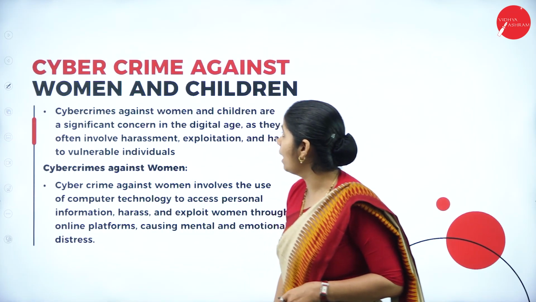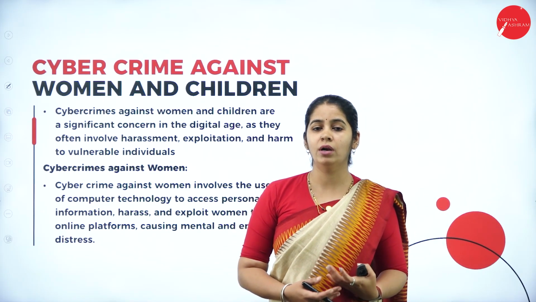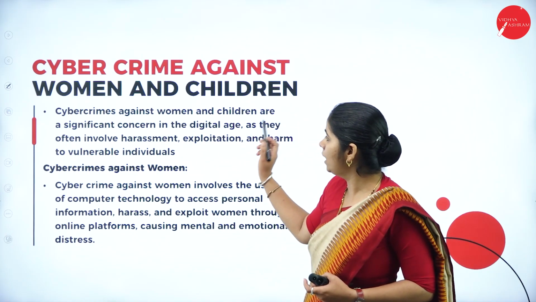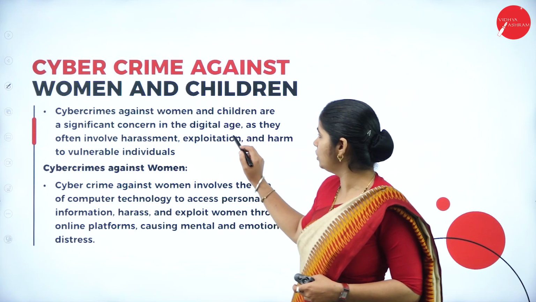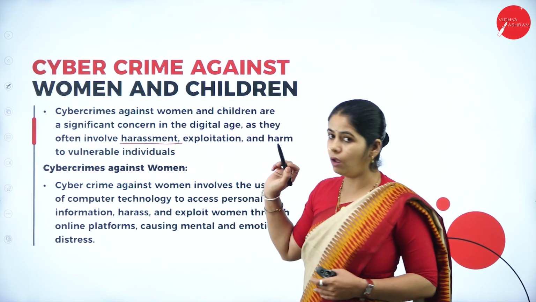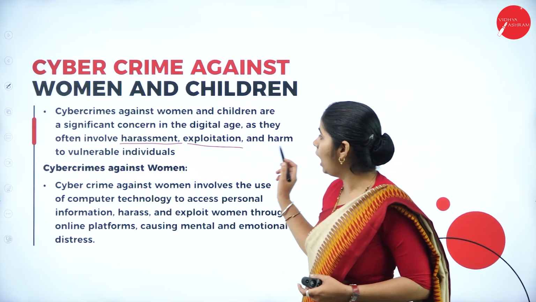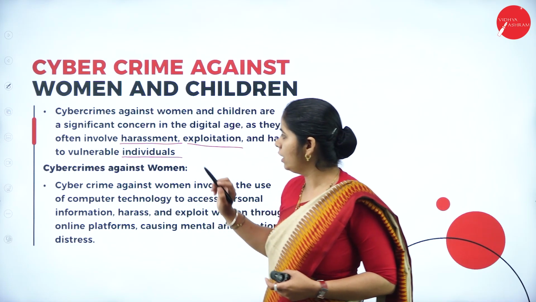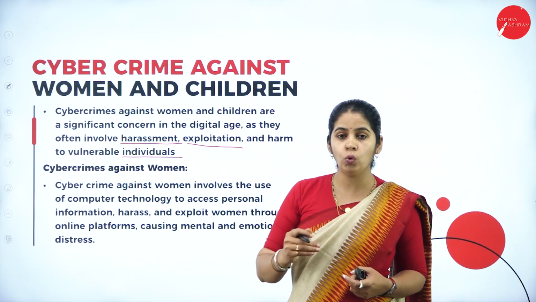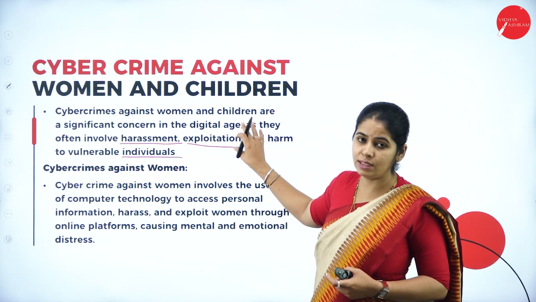Next, what we have is cybercrime against women and children. Very important. Anything against women and children is a very sensitive thing. Cybercrime against women and children is a significant concern in the digital age, as it often involves harassment, harassment of women or children, exploitation, and harm to vulnerable individuals. They can go up to the extent of suicide. That much serious this thing can go.